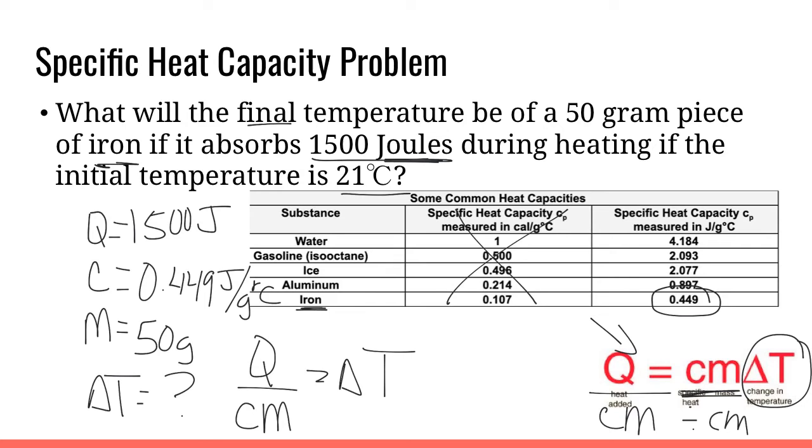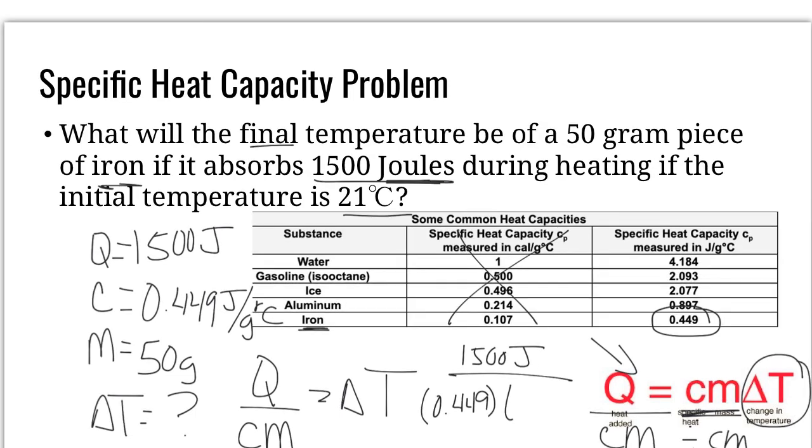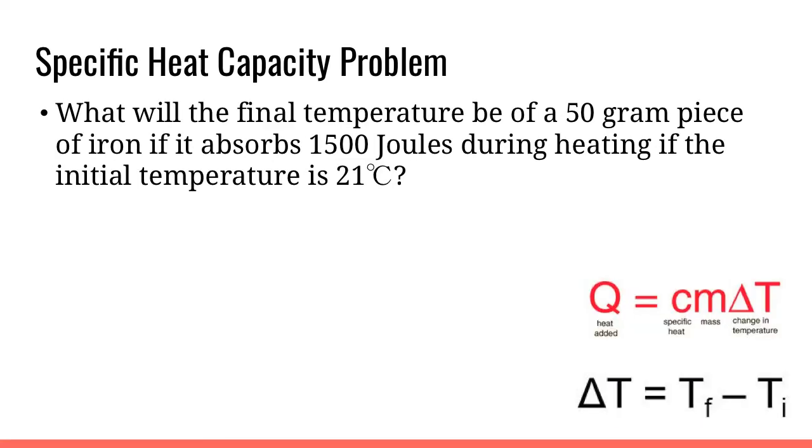So now I'm going to plug in my values. 1,500 joules divided by 0.449, and again, that's joules per gram times degrees Celsius. I'm lazy, I'm not going to write that. Times 50 grams. And when I go through and do that, I end up with 66.8 degrees Celsius. So that's part of the battle, but we're not done yet.